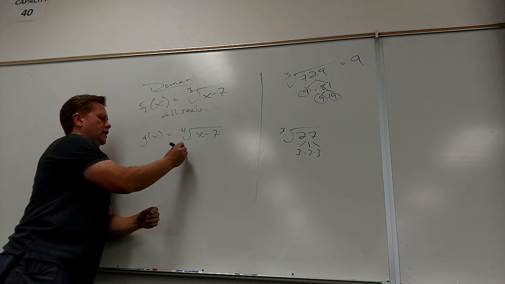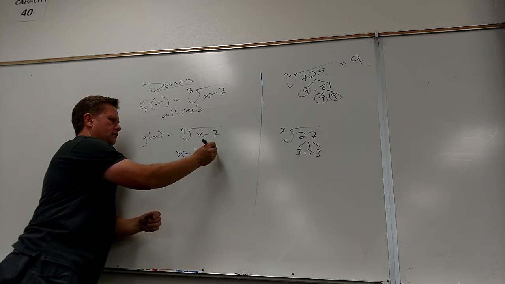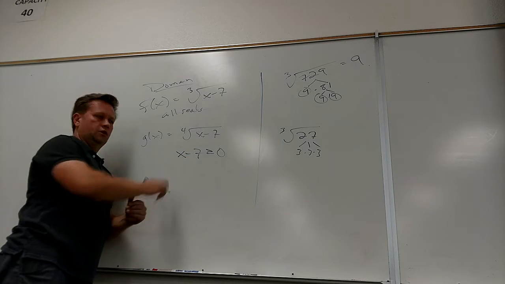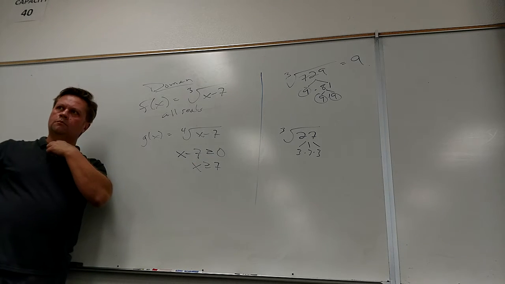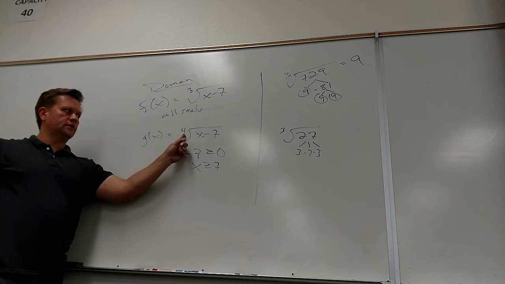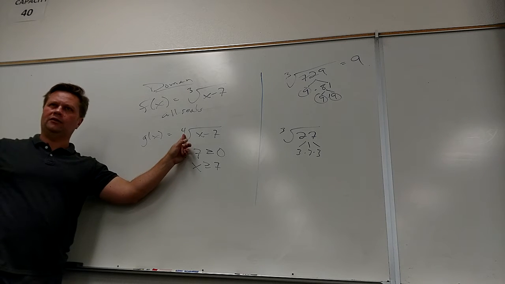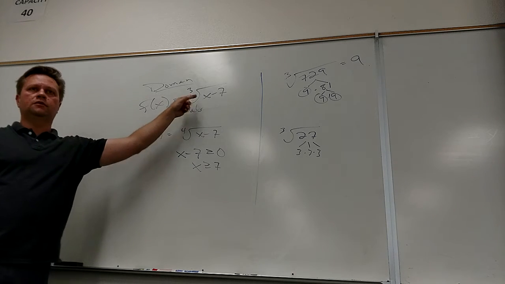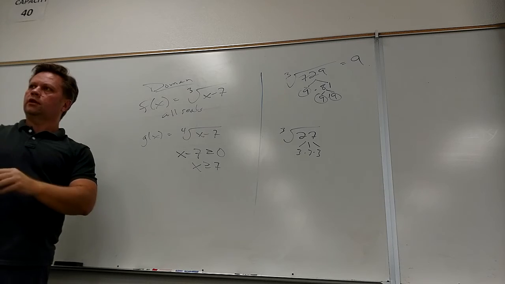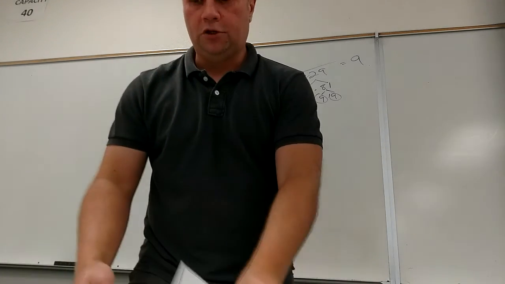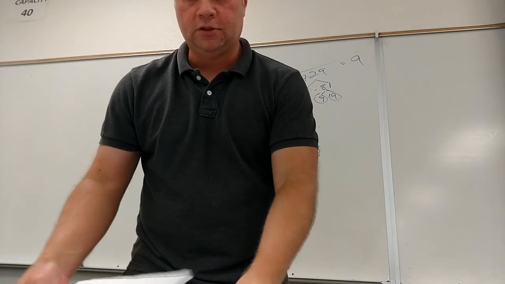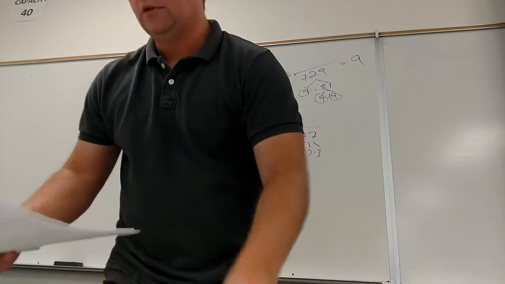So the inside has to be at least 0. And then you solve and you get 7. Why did I have to do this? Because it's an even root. It can't handle negatives. If it's an odd root, you're golden. You can handle positives and negatives. All right, so that's all you need to be able to do this.